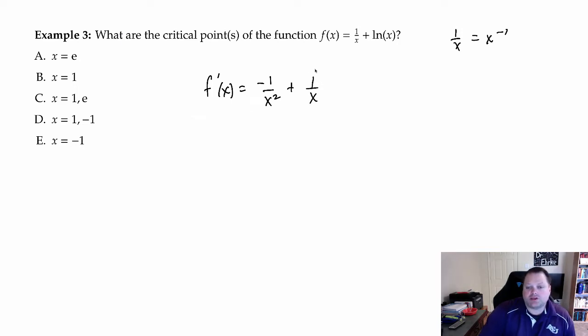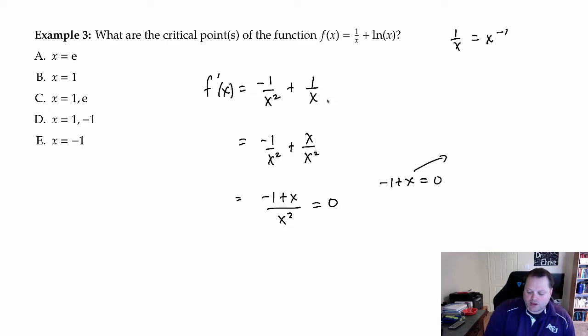My recommendation is, if you're looking for critical points and you have rational functions like this that are added or subtracted together, you should get a common denominator and combine them. So the common denominator for the second term here is to multiply the top and bottom by an x. And so if combined, you'll have negative 1 plus x over x squared, and we're going to set that equal to 0. Once again, the only way the fraction can be 0 is if the numerator is 0. So that would be x equal to 1 is a critical point for the numerator.